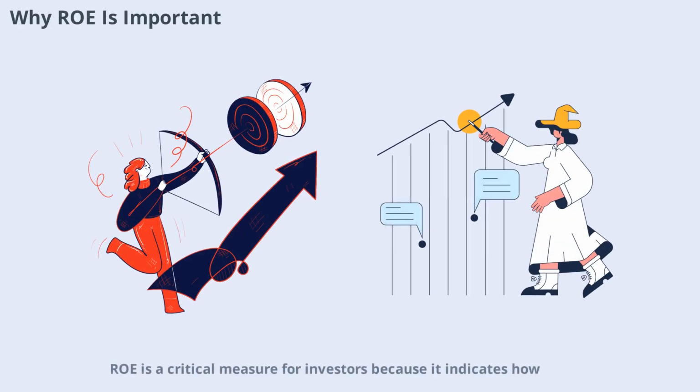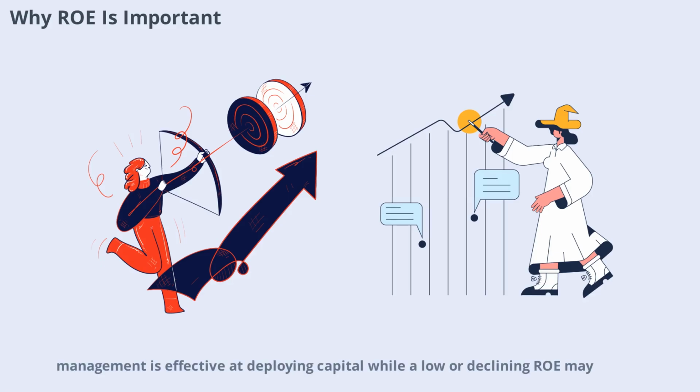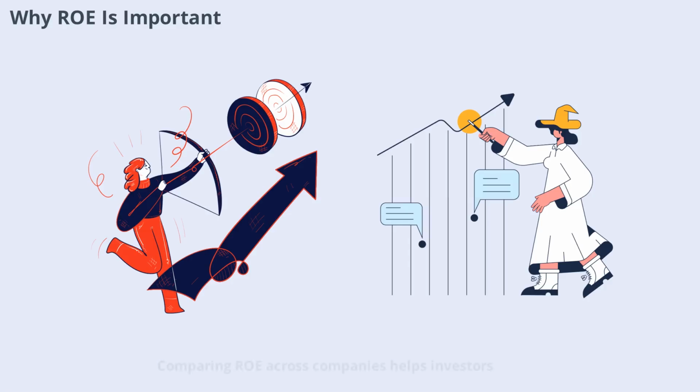ROE is a critical measure for investors because it indicates how well a company is using its equity base to generate profits. A consistently high ROE suggests that management is effective at deploying capital, while a low or declining ROE may signal problems with profitability or capital allocation. Comparing ROE across companies helps investors identify the most efficient and profitable firms.